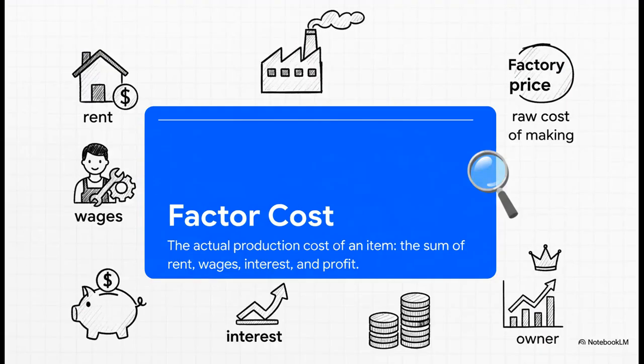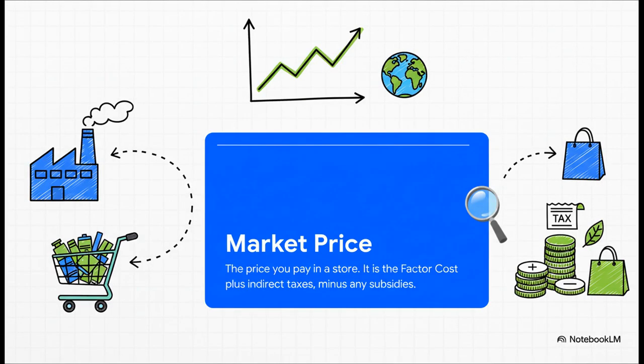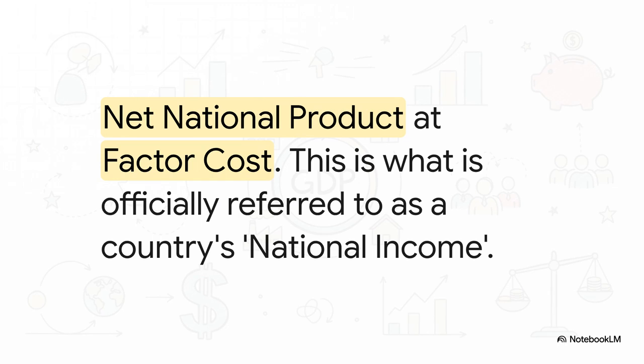First, let's talk about something called factor cost. You can just think of this as the factory price. It's the bare-bones cost to actually make something. It includes the rent for the building, the wages for the workers, interest on any loans, and hopefully some profit left over. That's it, the pure cost of production. But we all know the factory price isn't what we actually pay in the store, right? The price tag we see is the market price. And what's the difference? Well, the government steps in. They add on indirect taxes, which pushes the price up, but sometimes they also give subsidies, which can bring the price down.